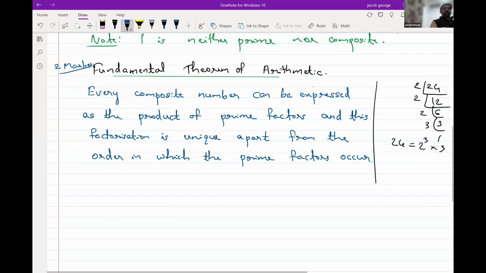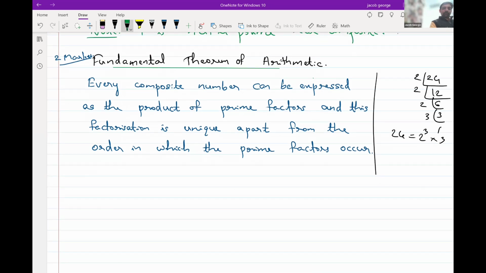Definition. Example: 24. Yes, the same example we can write. 24, how can we write 24, children? 24 is equal to 2 cube into 3. It's splitting into prime factors. You can write there in the upper space.